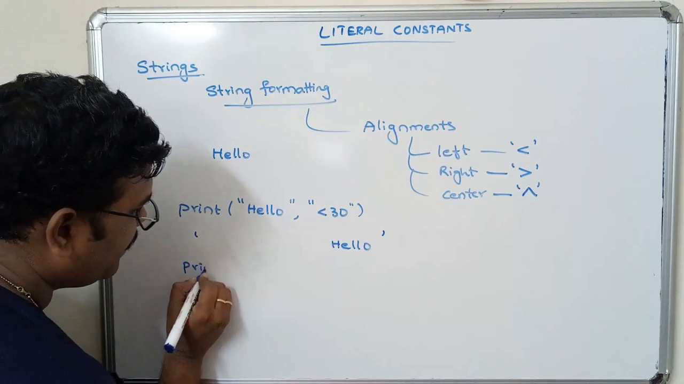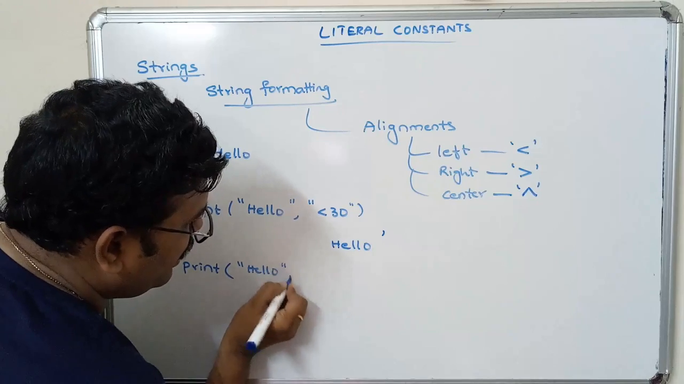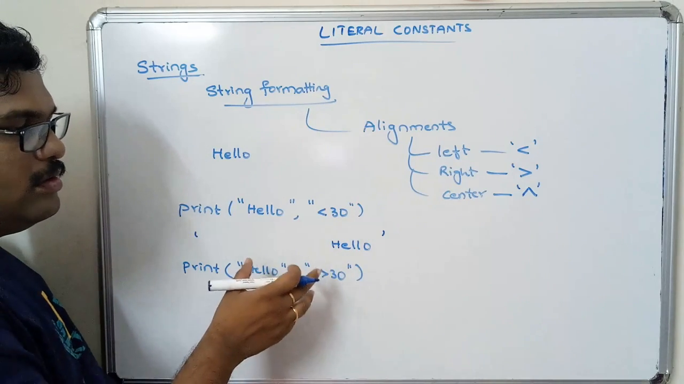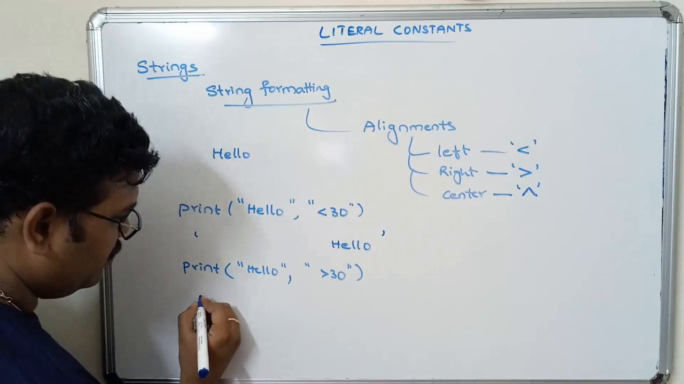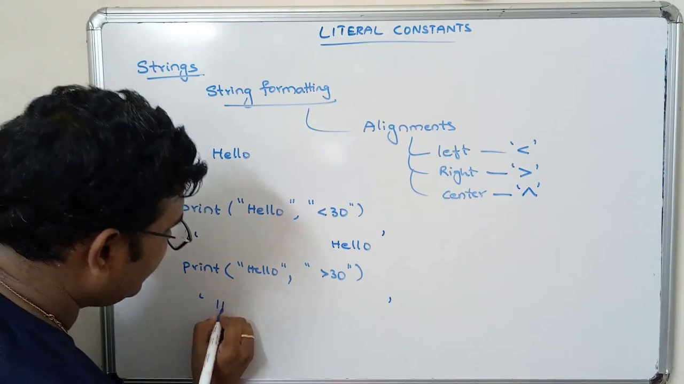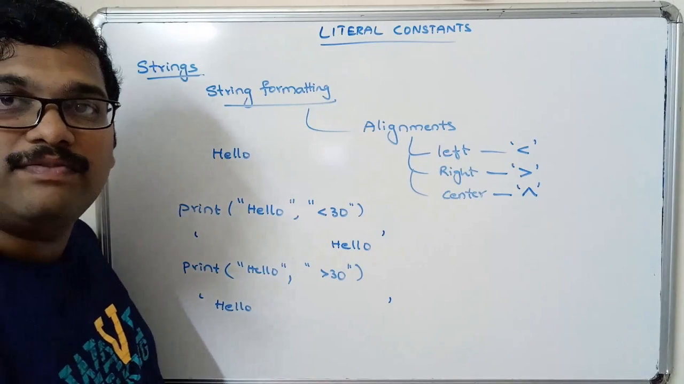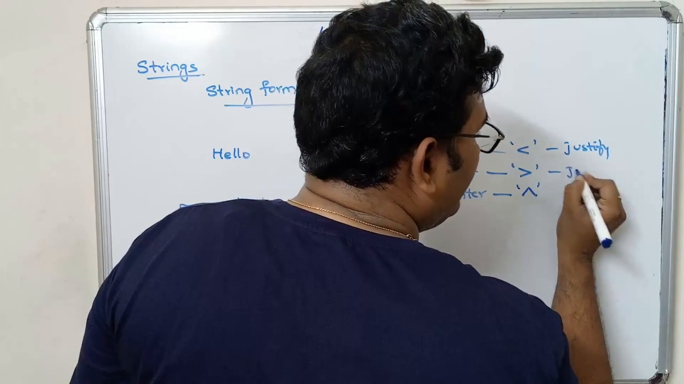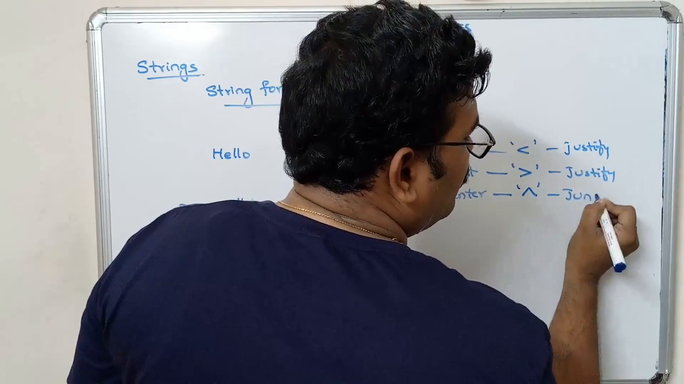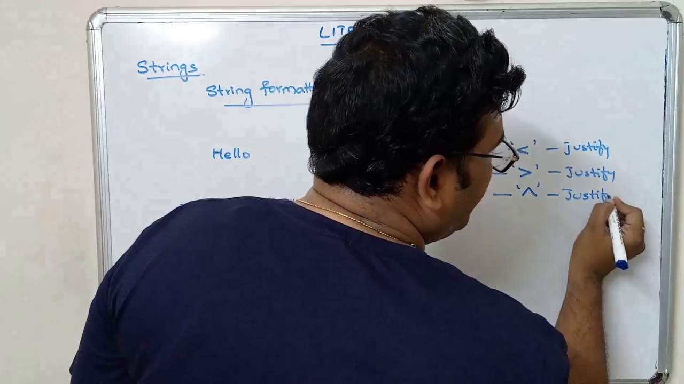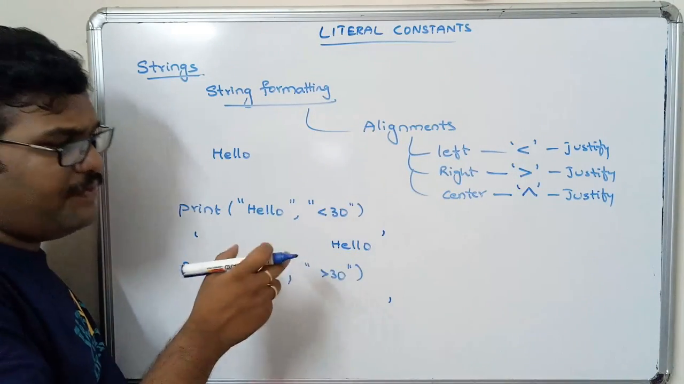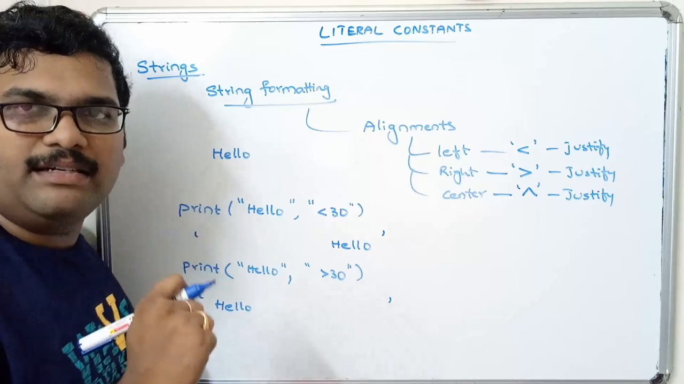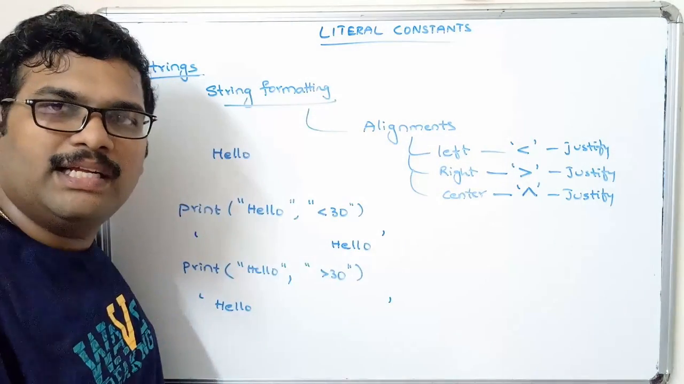Similarly, print hello, greater than 30, that is right justify, so the text will be on the left side. If this is a total length of 30 characters, the text will be printed on the left side. This is for justify: left justify, right justify, which we can see in Windows Word. By using this justification, the spaces will be adjusted so that the complete text will be in the same alignment.